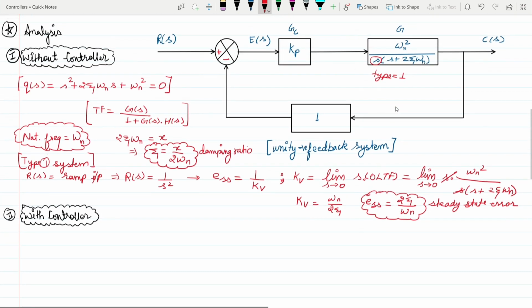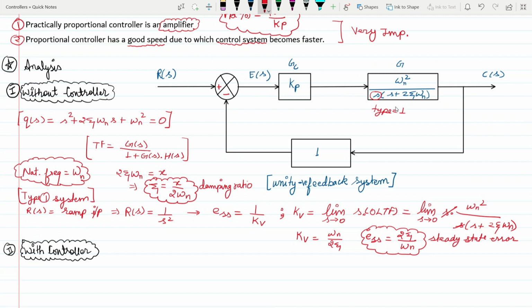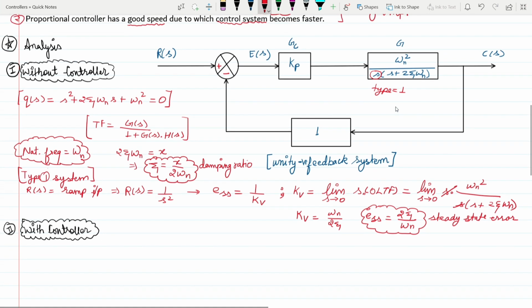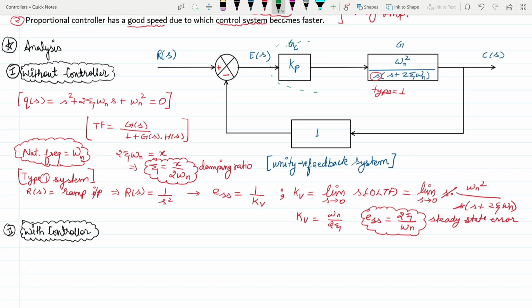When you consider the controller action, your characteristic equation will change. So you have two blocks in cascade, so Kp will be multiplied with this omega n square. The overall transfer function will be the multiplication of the two blocks. The resultant characteristic equation will be q of s, which is equal to 1 plus g of s into h of s, which is s square plus 2 zeta omega n s plus Kp omega n square equals to 0.